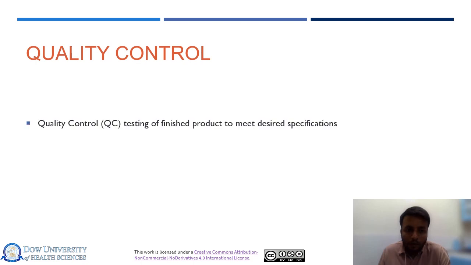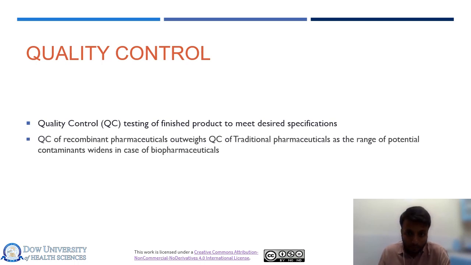Now, quality control. Quality control testing is done on finished products to desired specifications. As we know, quality control testing is an essential part of the pharmaceutical manufacturing process. It involves testing the product to make sure that it meets the predetermined set standards for its potency, efficacy, as well as its safety.